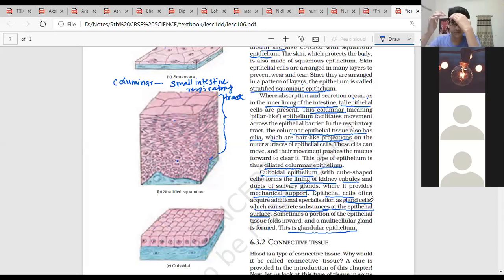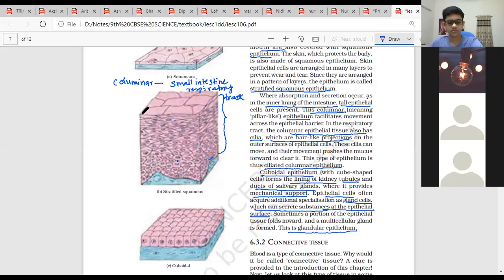Then the fourth one is cuboidal epithelium, present in the inner lining of kidney tubules, the tubes inside the kidney. Some cuboidal epithelium has converted into glands, getting folded and converting into glands, which start secreting chemicals like hormones and enzymes. That type of epithelium is called glandular epithelium.